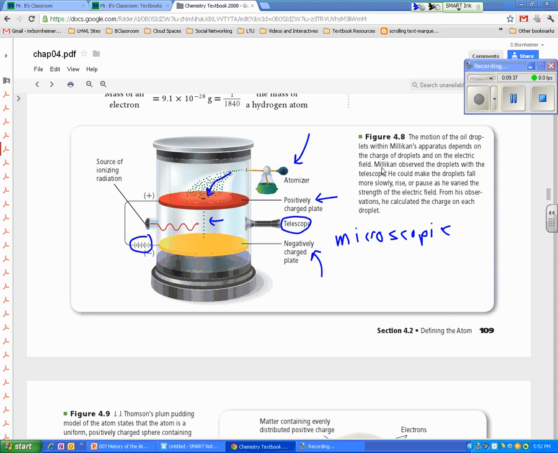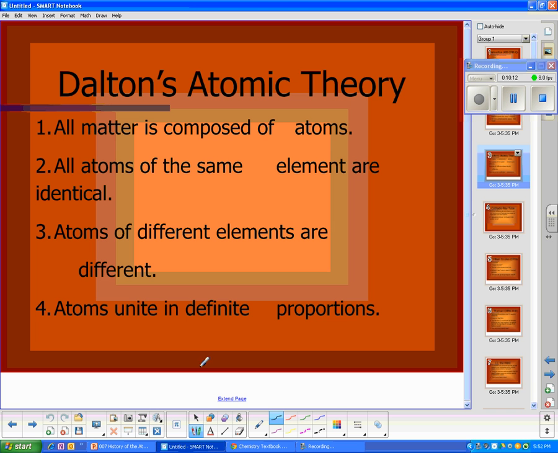As you see over here, it says that Millikan observed the droplets with the telescope. He could make the droplets fall more slowly, rise, or pause as he varied the strength of the electric field. From his observations, he calculated the charge on each droplet, and thus he was able to use Thomson's ratio to calculate the mass of a single electron. So this is where we stopped in our notes, this idea that we were able to calculate the mass of a single electron, the idea of the electron obviously being credited to J.J. Thomson.